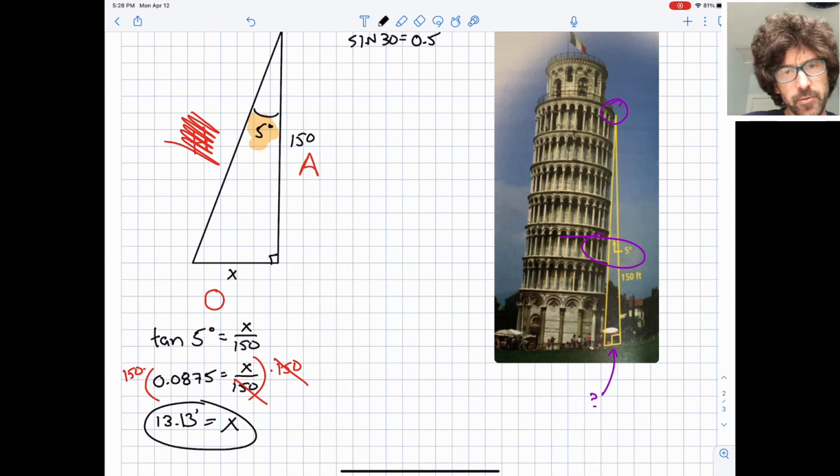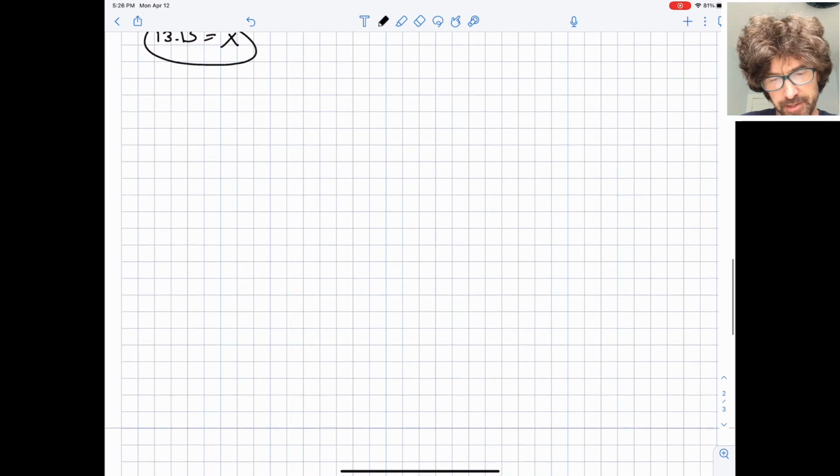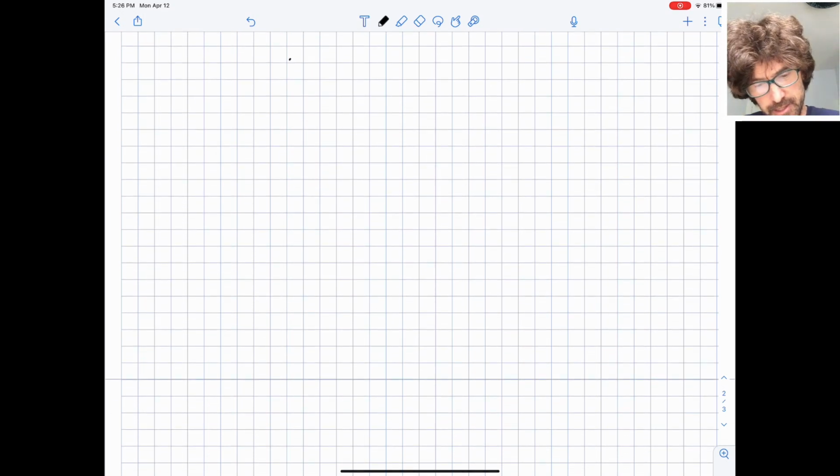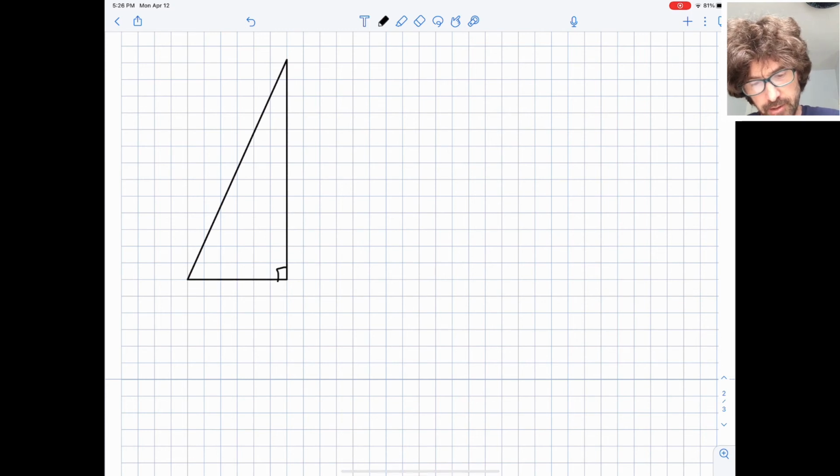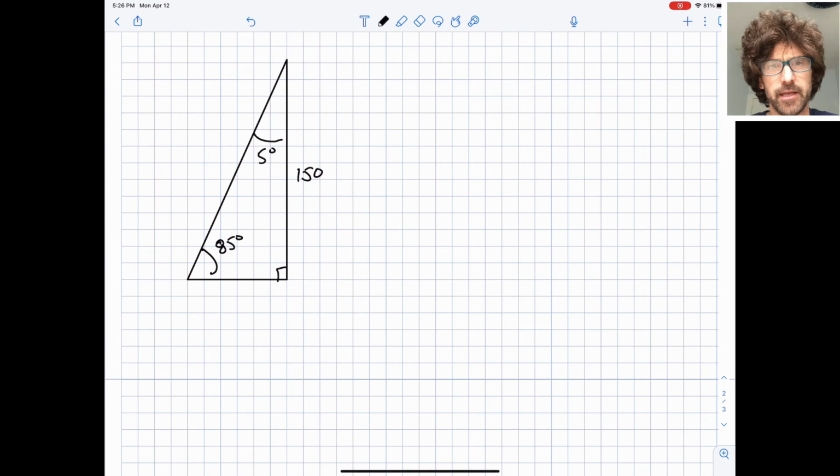We're going to solve this a different way to show you another way that we can use trigonometry to solve some problems, or another scenario you'll come across. So let's get this triangle drawn again. So same situation, same triangle. We still have a right angle. We have 150 feet. That's 5 degrees. And we should be able to figure out pretty easily that this would be 85 degrees, knowing that the angles in a triangle sum to 180.